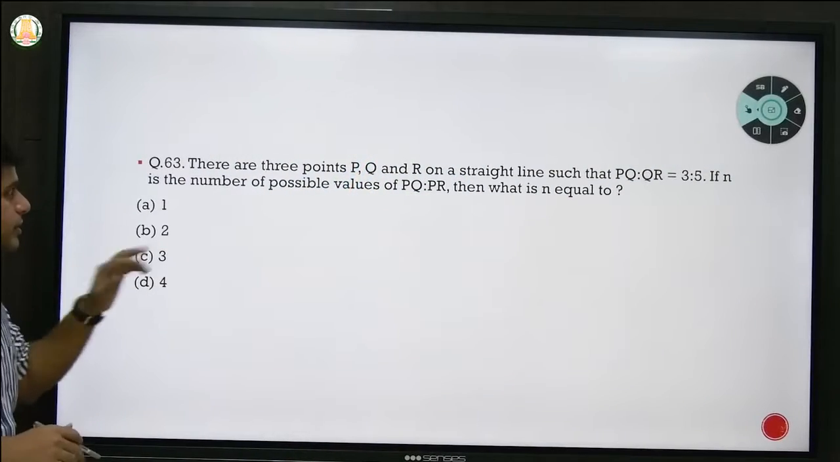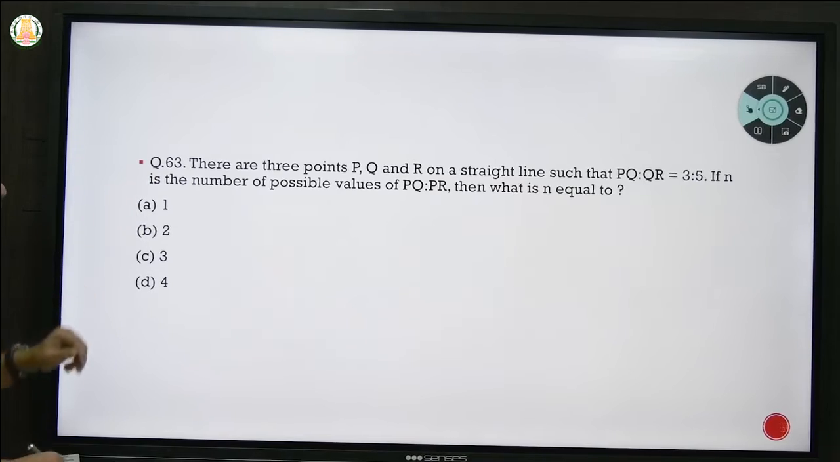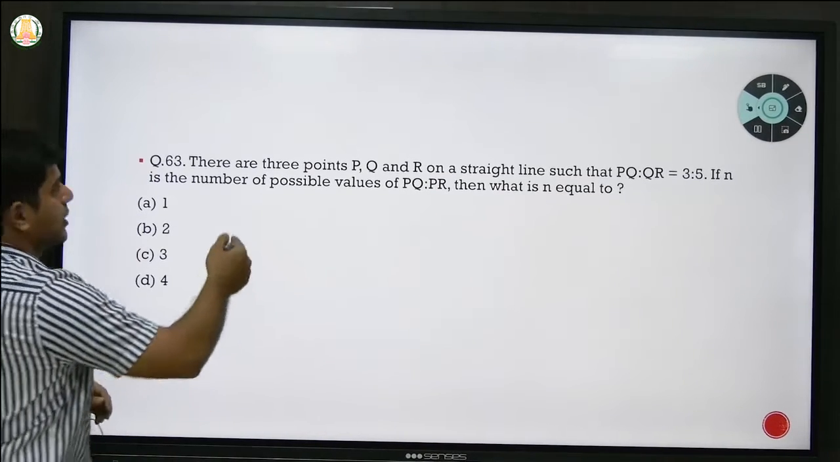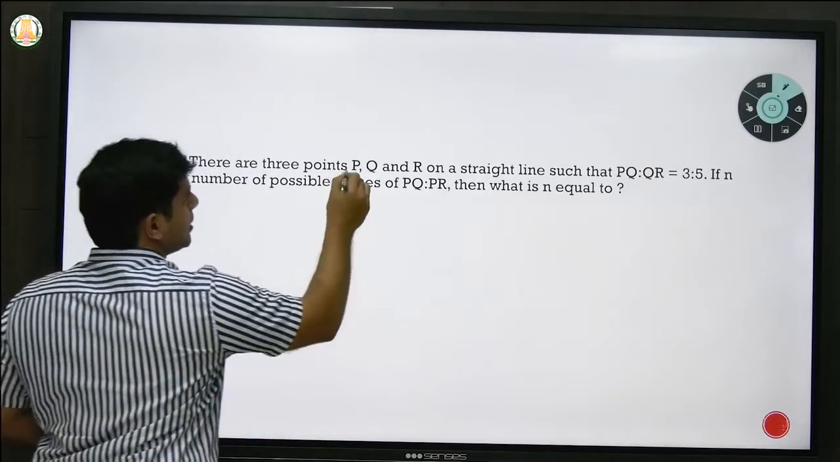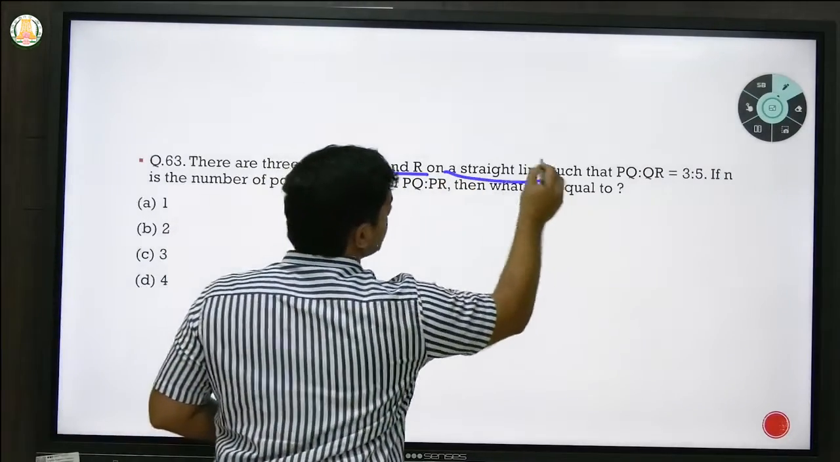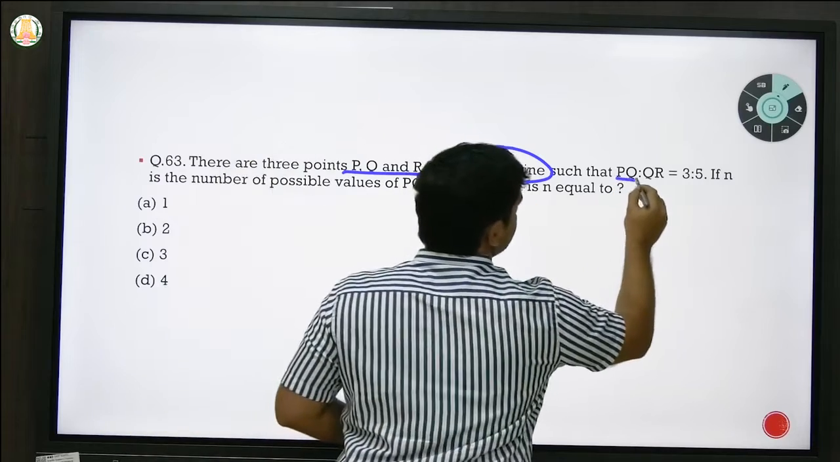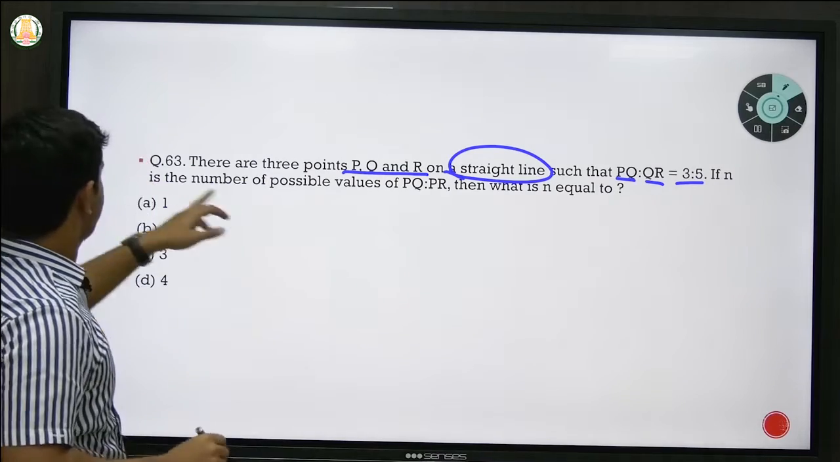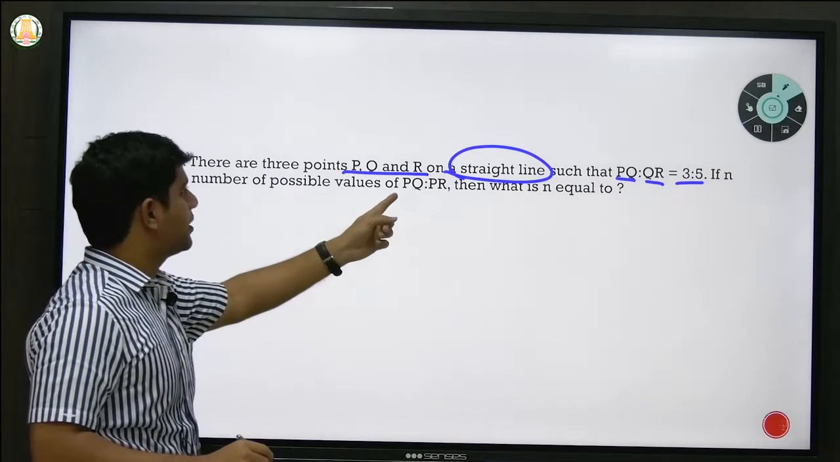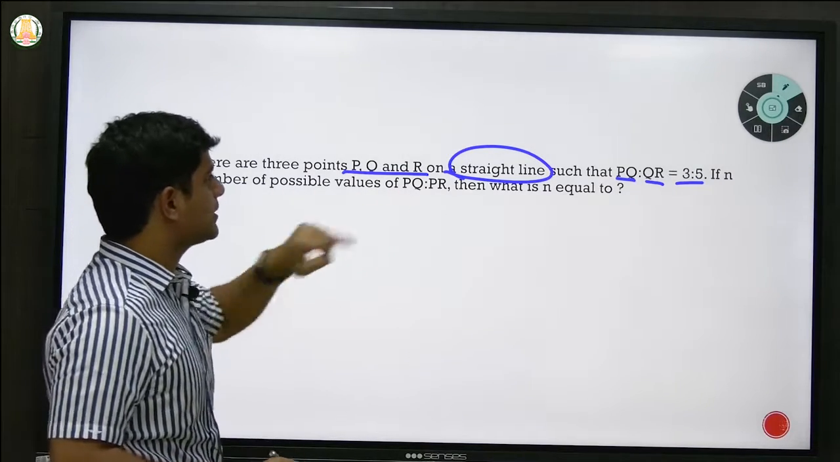Okay, so we'll continue with this particular question, number 63. It says there are 3 points P, Q, R on a straight line such that PQ is to QR is 3:5. So if N is the number of possible values of PQ is to PR, then what is N equal to?